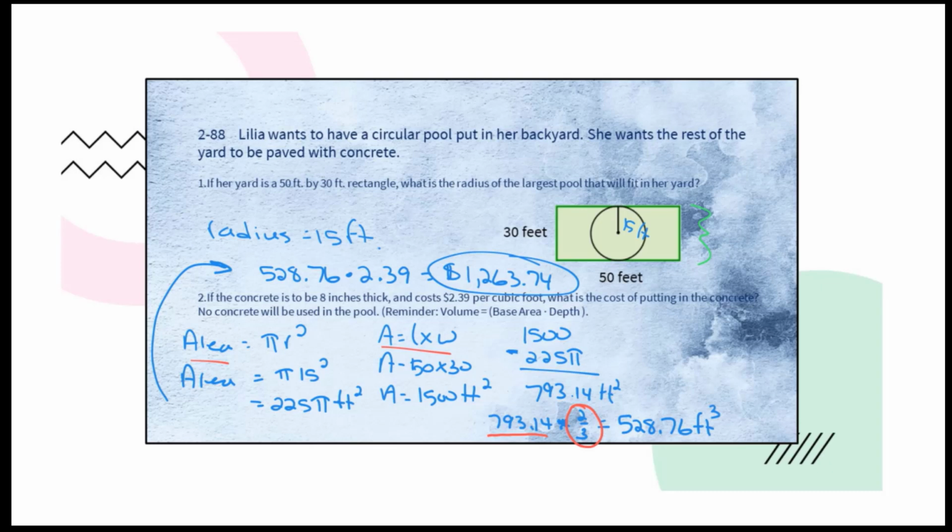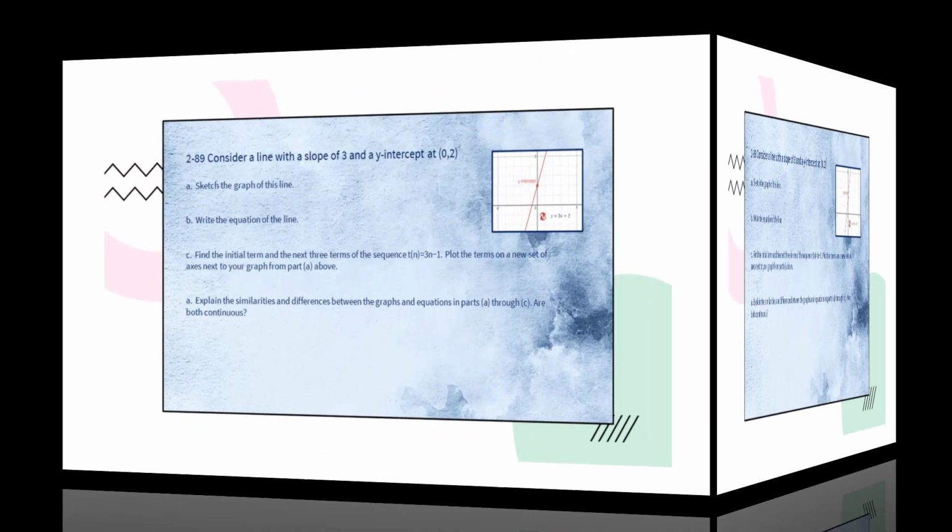So just make sure that you are comparing units to units. Because they gave us the depth as 8 inches, but everything else is in feet, you've got to convert that 8 inches to feet, and that's why we multiplied by 2/3. Hopefully that helps, and we're moving on.